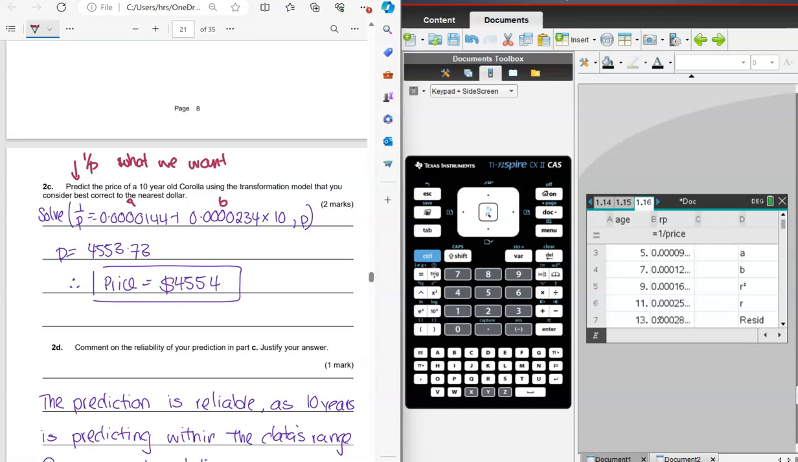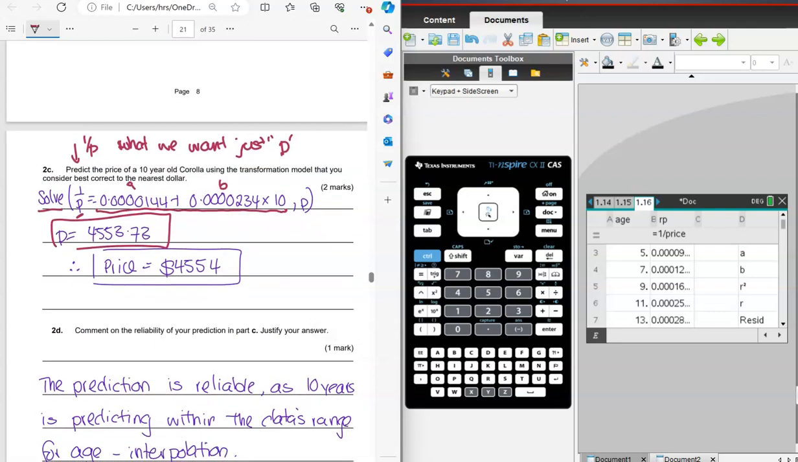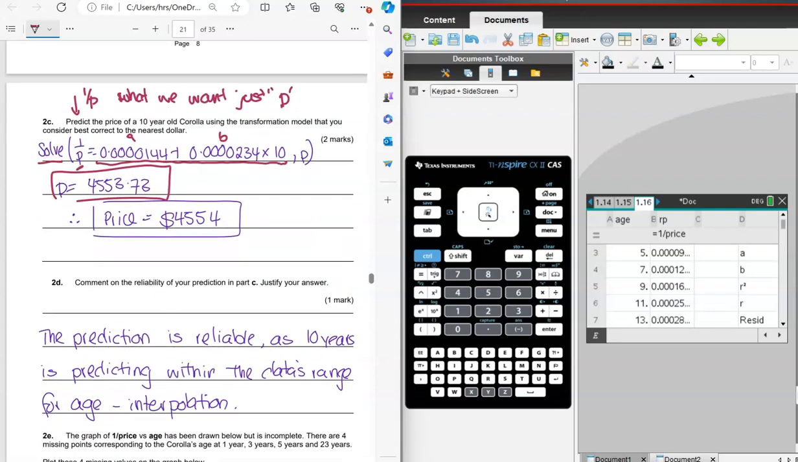So when we're trying to predict, when we have a transformed y value like this, it's best to just do solve, and then comma p, and it'll tell you what just p is. Because this formula, if you only type this bit in, is just going to tell you what 1 over p is, and we want to know just normal p. So there's how we do that.